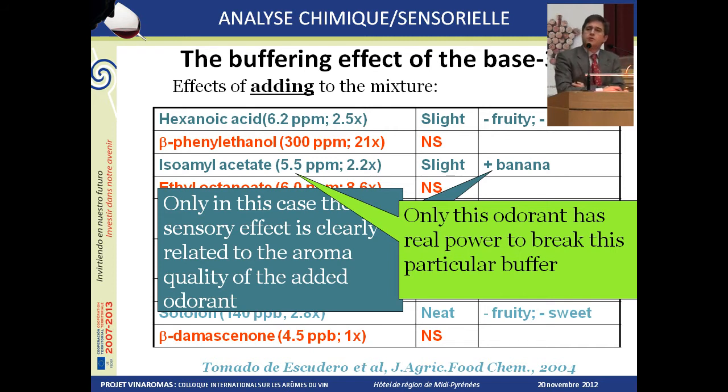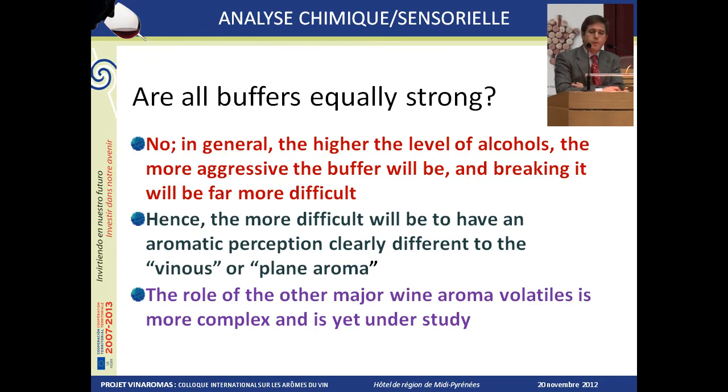Are all buffers equally strong? No, of course. That's a very important thing. In general, the higher the level of alcohols, the more aggressive the buffer will be, and breaking it will be far more difficult. And hence, whenever you have a strong and aggressive buffer derived from a given condition of fermentation, that wine will really find difficulties to communicate or to express the aroma molecules that it has inside. And the fact is that still today we don't understand all these games very well. So the role of the other major wine volatiles, such as fatty acids, for instance, we don't understand very well. We are just researching this at this moment.